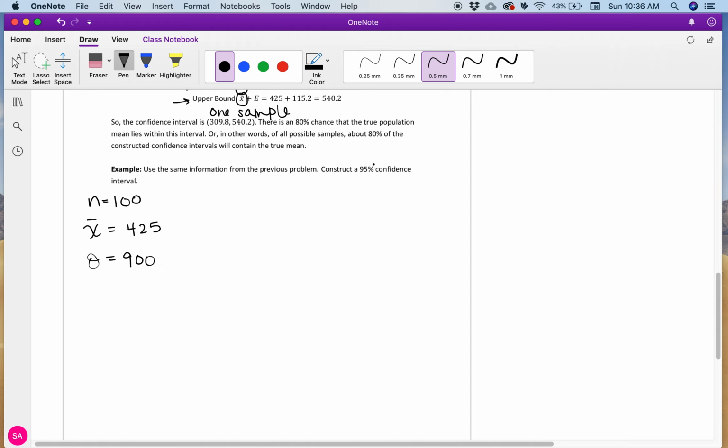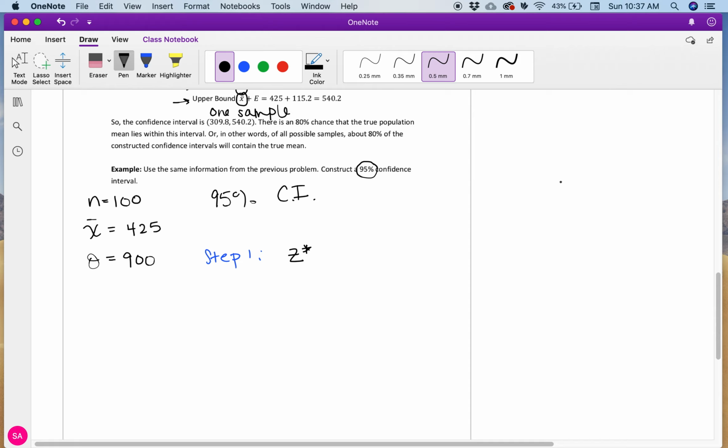They told us the population standard deviation to be 900. And now we're not doing 80%. We're going to do a 95% confidence interval. I'm going to label it CI. Okay, so the first step is always to figure out your critical value, your Z value, your Z star.